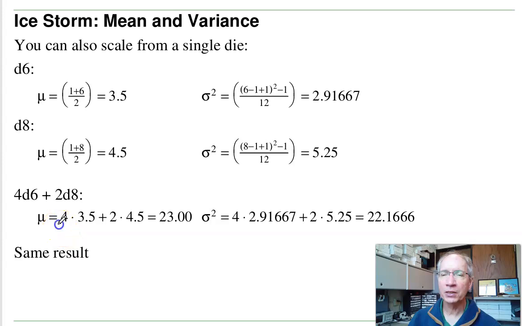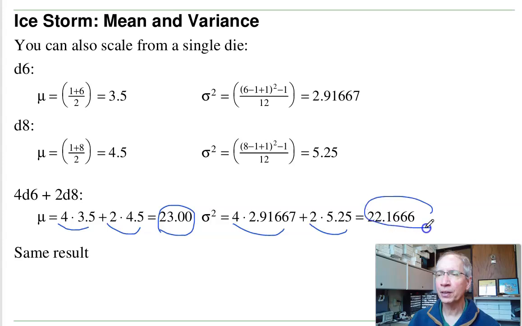For 6-sided dice, I would take the mean of a 6-sided die times 4, the mean of an 8-sided die times 2, add them all up, I get 23. For the variance, I have 4 times the variance of a 6-sided die, plus 2 times the variance of an 8-sided die, add them all up. That's the variance for the total. Same answer. So how you do it doesn't matter. You're going to get the same result.